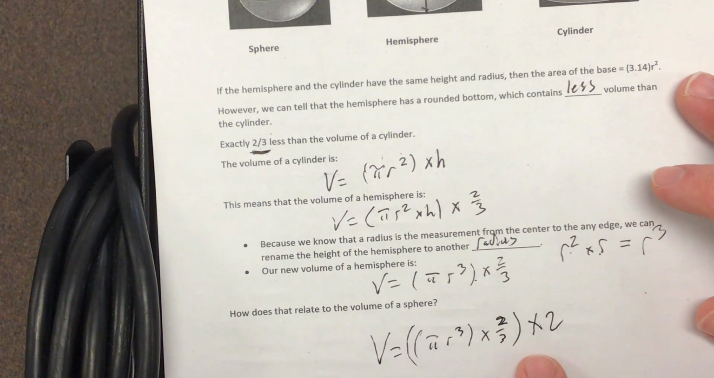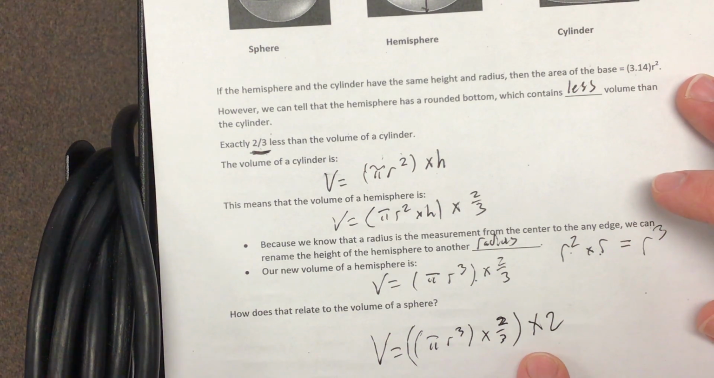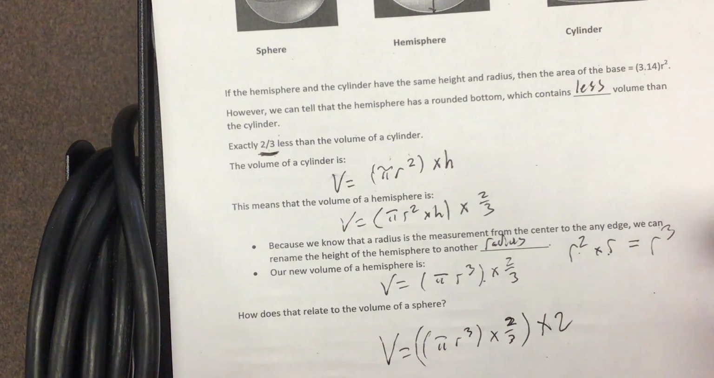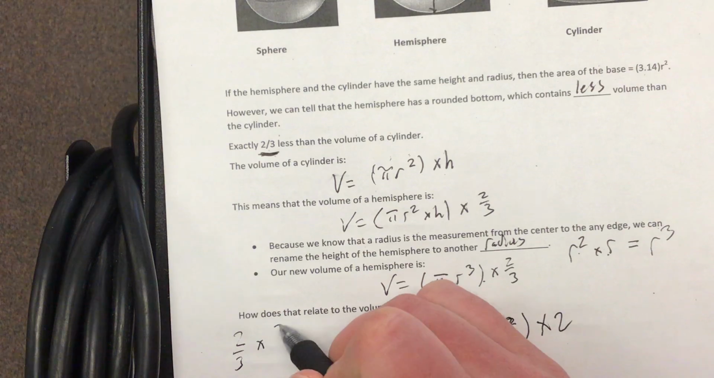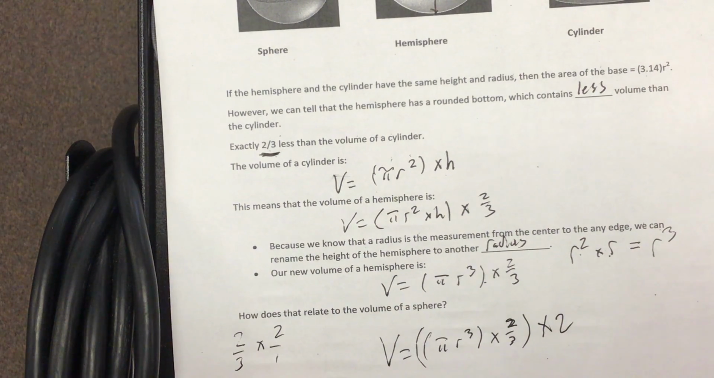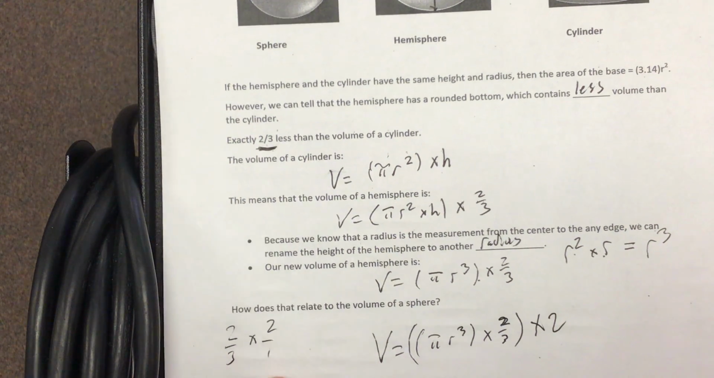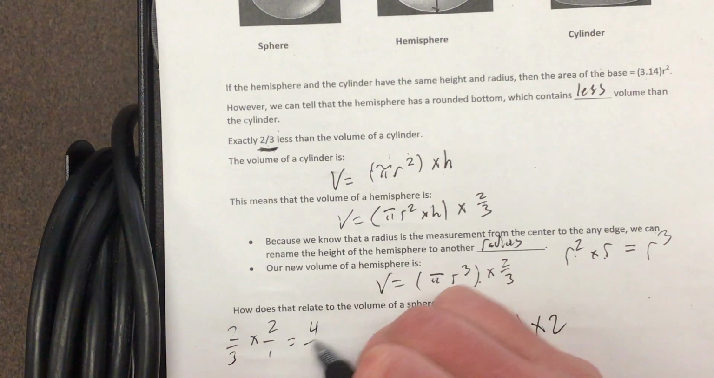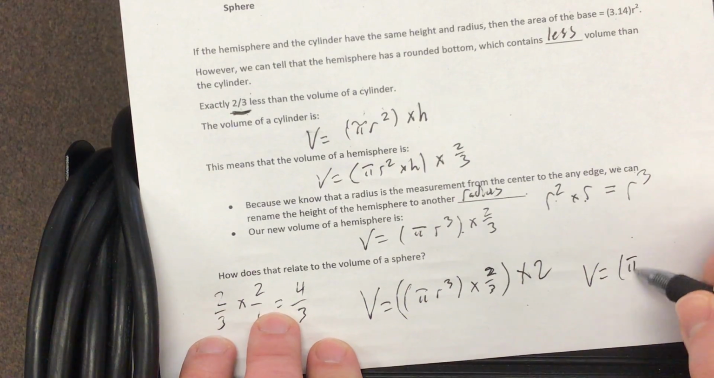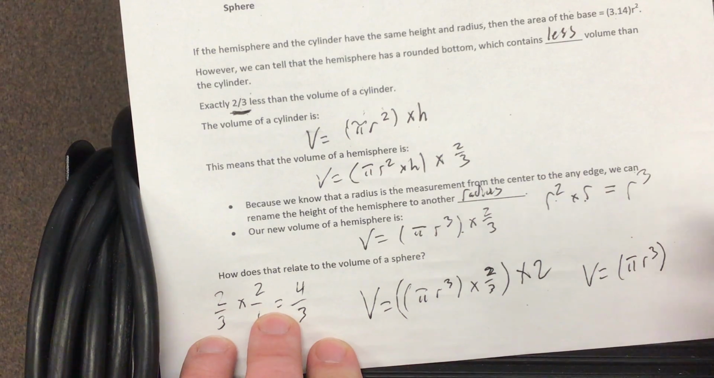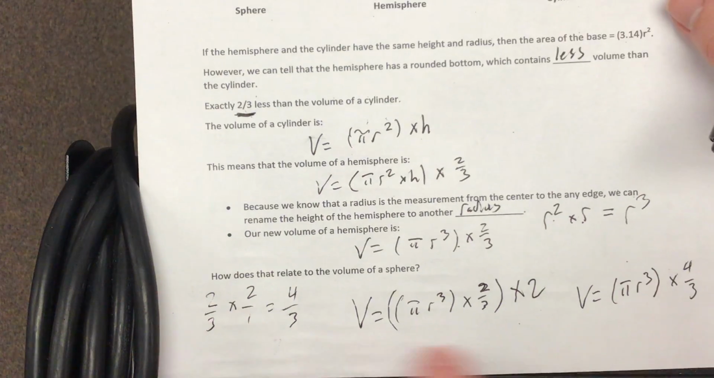All right, but how can we simplify this? What's 2/3 times 2? We'll do it over here. 2/3 times 2/1 is 4/3. So we can simplify this. Our volume formula for a sphere is going to be pi times radius cubed times 4/3. All right, so that's how we're going to figure this out.